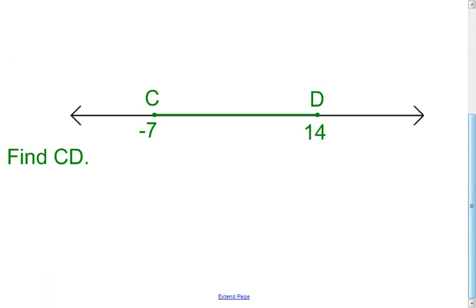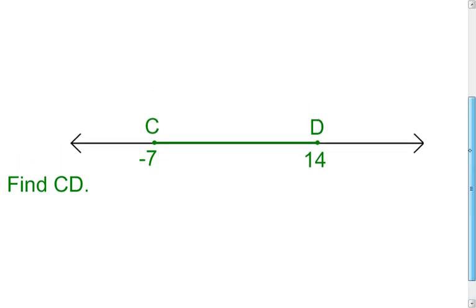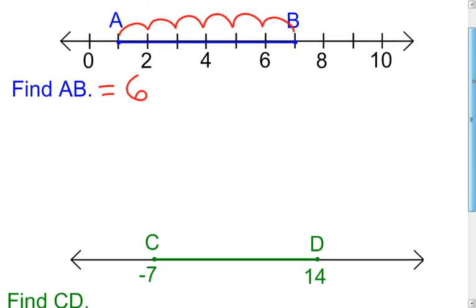The only problem is, now what happens when we run into this? I can't really count because I didn't put all the little tick marks on there to go from -7 to 14. So we have to have a different strategy. I'm going to come back up here now. Is there some other way for us to figure out the length of segment AB? One thing would be, well, notice A starts at 1 and B ends at 7.